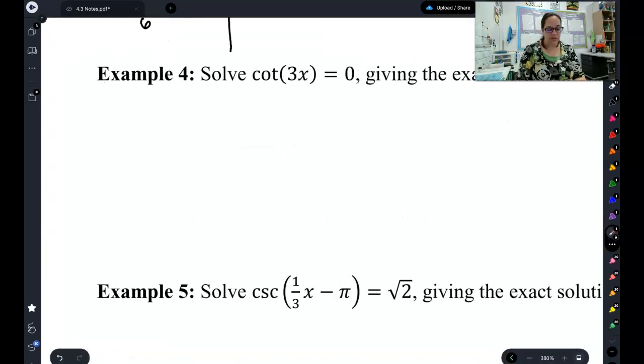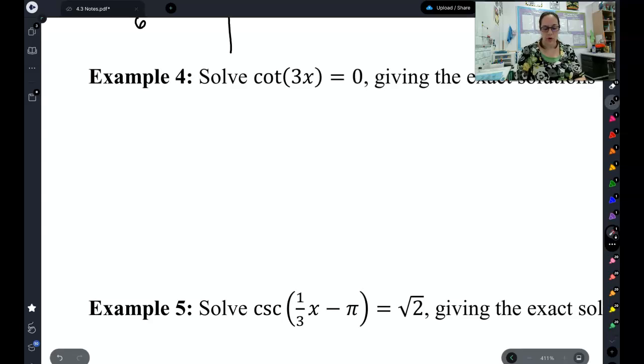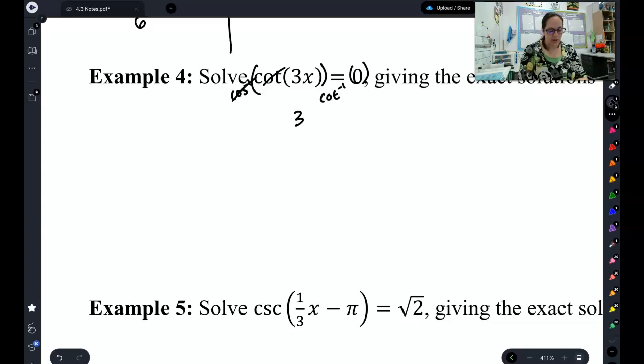Let's try one more together before I have you try some on your own. Let's start with this one. Cotangent of 3x equals 0. Start by getting rid of the cotangent. So I get 3x equals arc cotangent of 0.